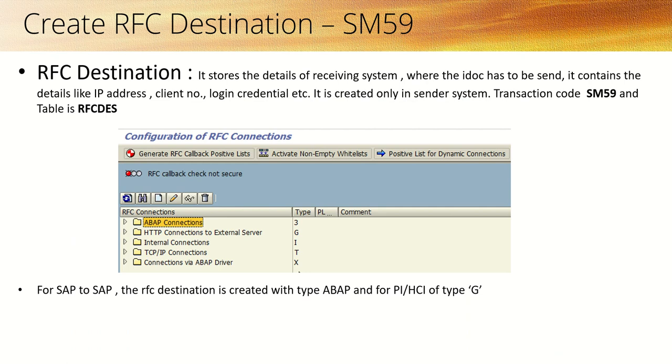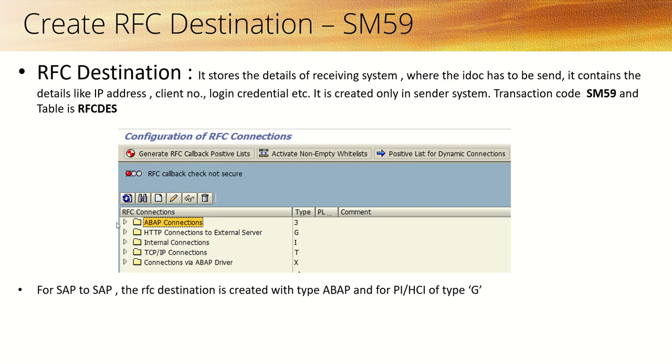to be sent. The information like the IP address, the client number, and the login credential of the receiver system need to be maintained in the sender system, so that while transfer, the IDoc system will identify the credential and the IP address of the receiver system where the data need to be transferred.